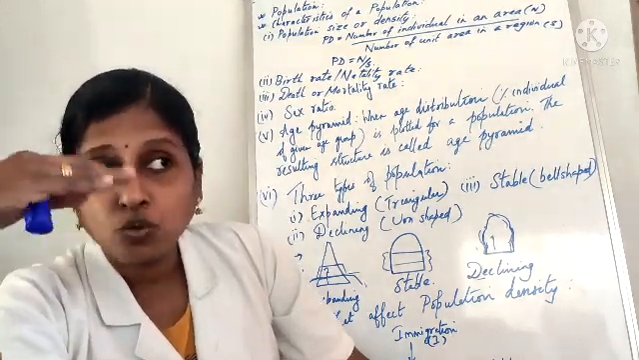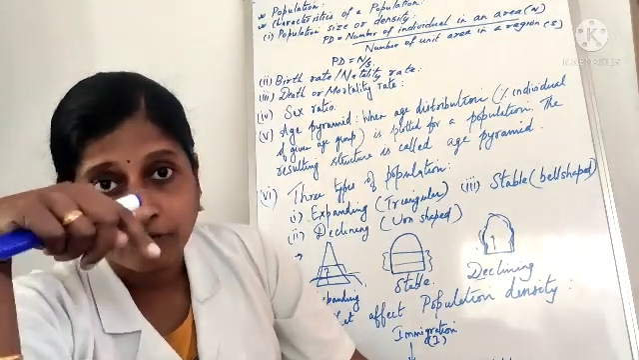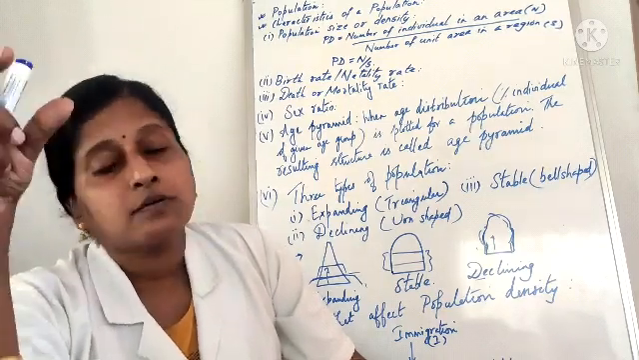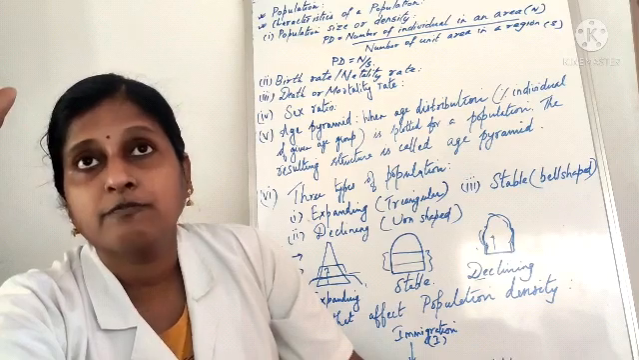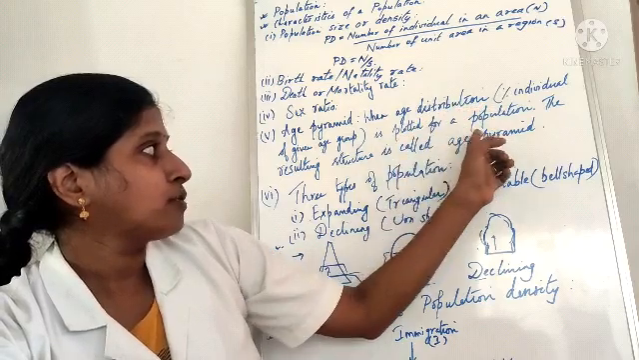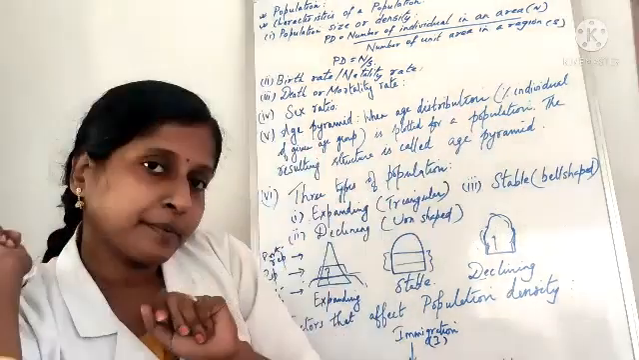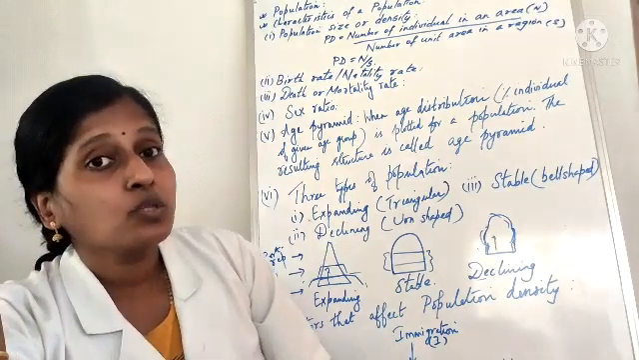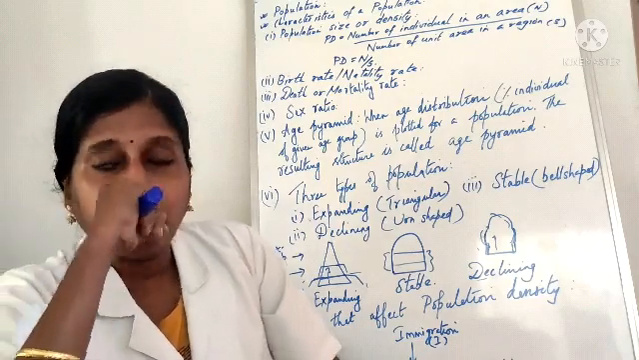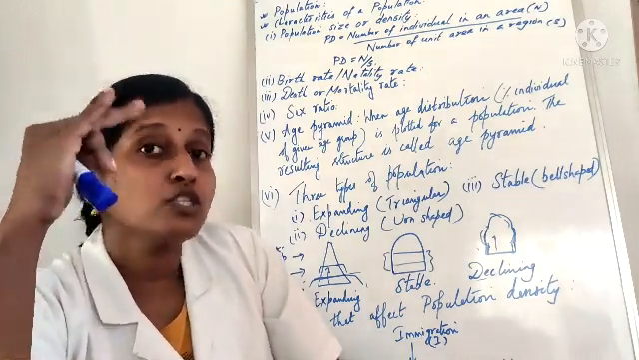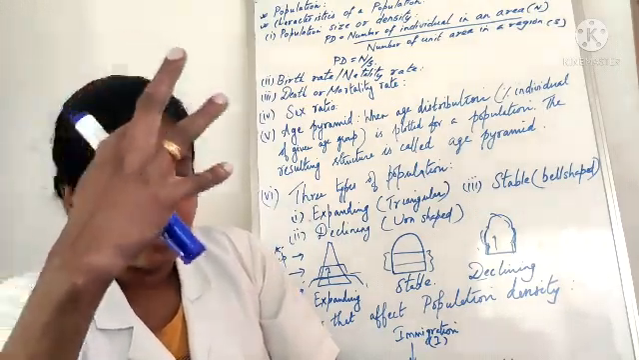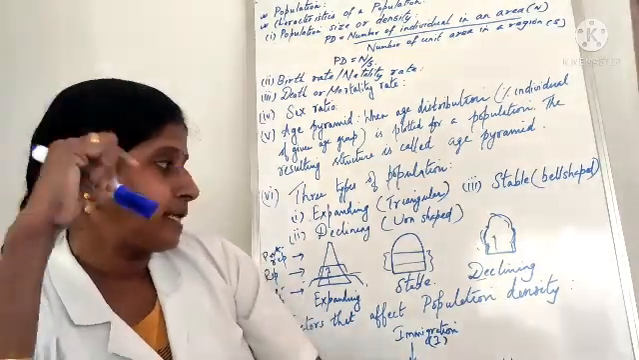So based on these age groups, if I am plotting a graph, the graph I get is in the form of a pyramid. That graphical representation in the form of a pyramid we call an age pyramid. When age distribution is plotted for a population, the resulting structure is called an age pyramid. Based on the types of population, there are 3 types of age pyramid. One is stable, second is expanding population, third is declining population. So the 3 are: expanding population, stable population, declining population.